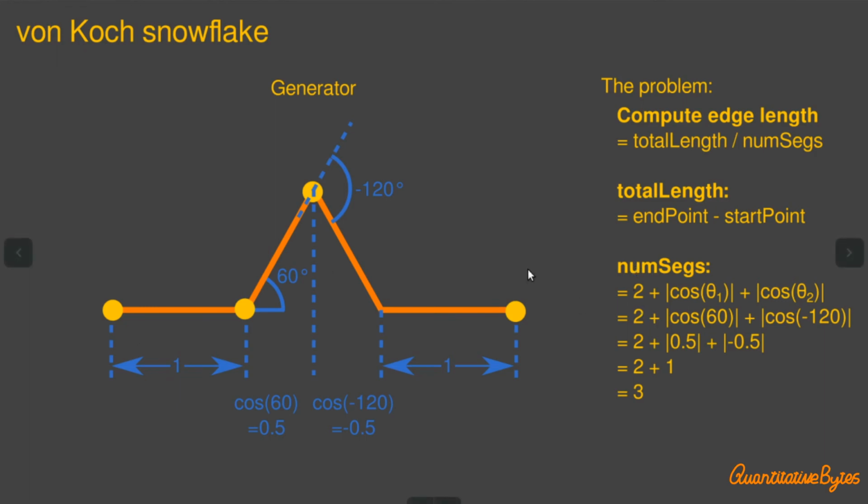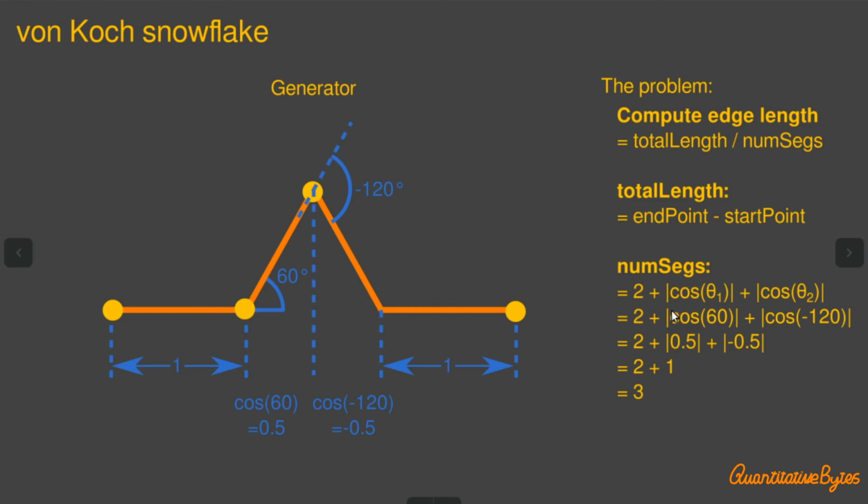So we can see we can calculate the number of segments quite easily. It's simply 2 plus the absolute value of the cosine of theta 1 plus the absolute value of the cosine of theta 2 in this scenario. So like I say, when we come to actually look at the code, we'll have a look at how we really do this, and we keep track of a cumulative angle rather than doing it this way. But in this particular case, this serves as a good illustration of the methodology that we're using.